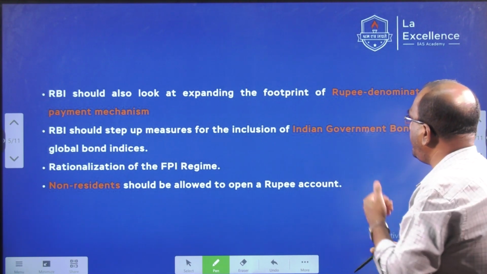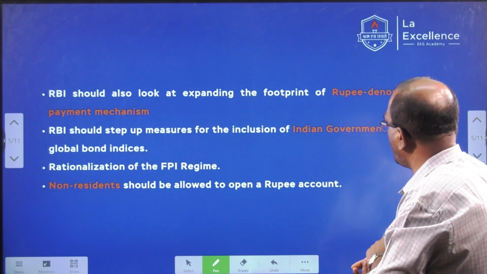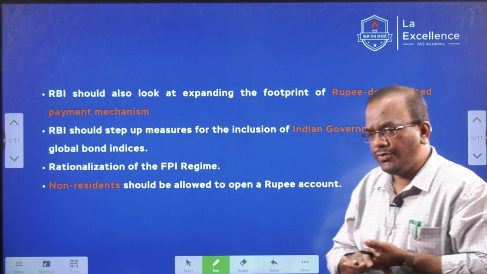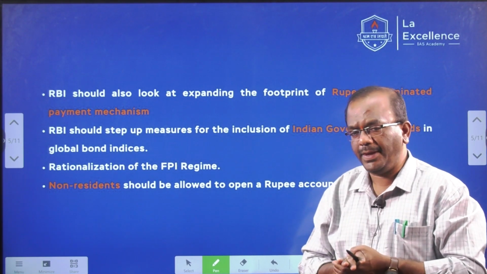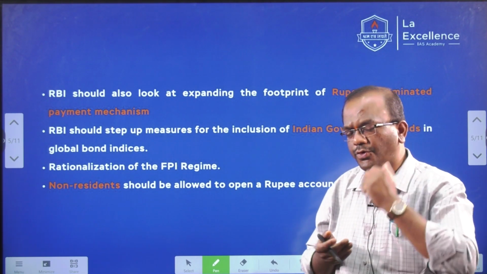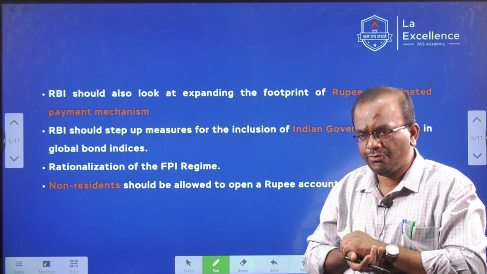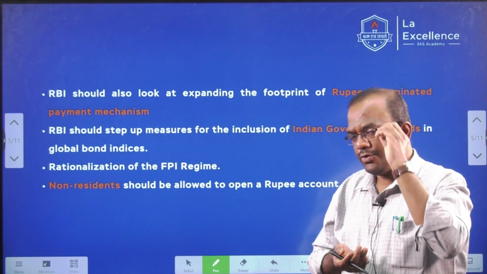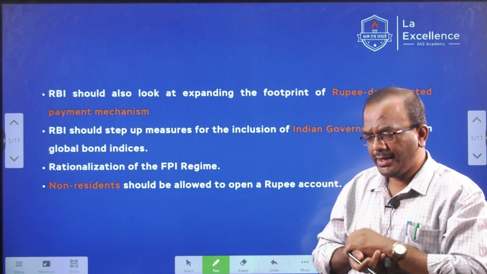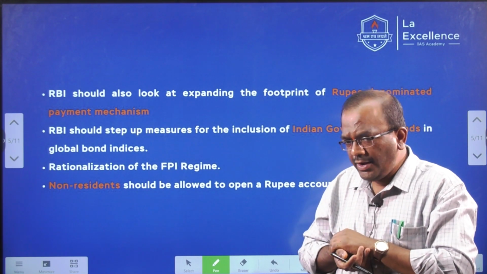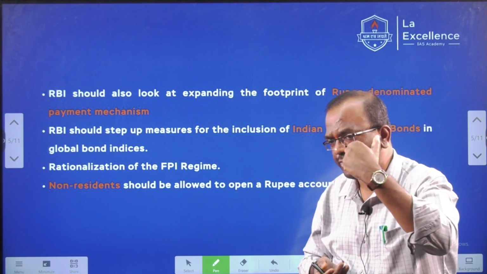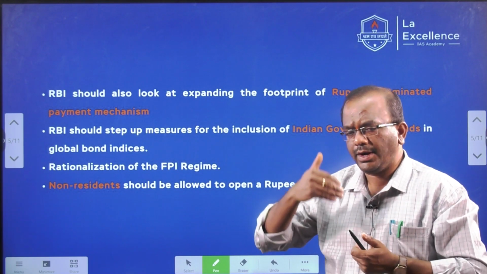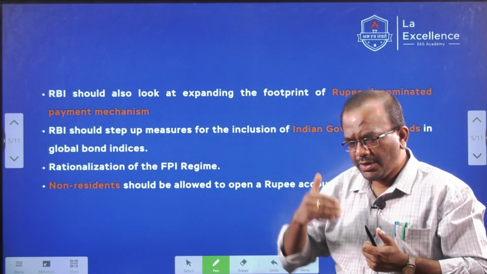Then we said the RBI should also look at expanding the footprint of the rupee denominated payment mechanism, right? Now what is this, students? Usually, all the payments, whether for imports or what you earn through exports, are denominated in dollar terms, right? Now, let's say I buy 500 barrels of crude oil from Russia, I pay them $1,000. Instead of that, if the payment is made in the form of rupees, that becomes a rupee denominated payment mechanism. Then it can be for trade, it can be for capital transactions, for different transactions.